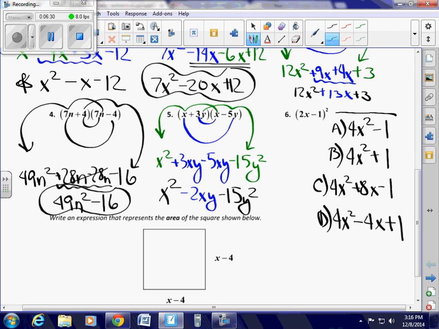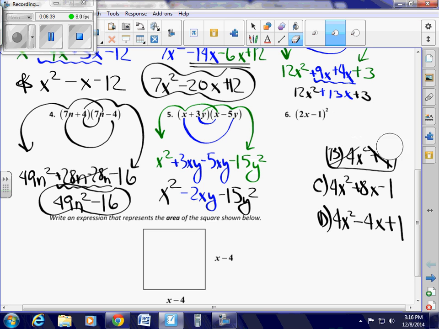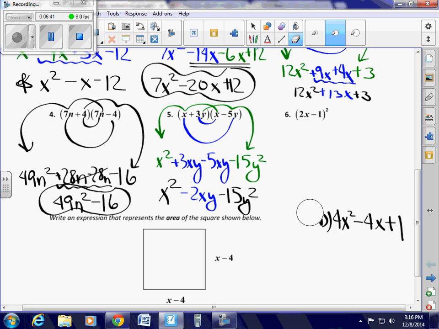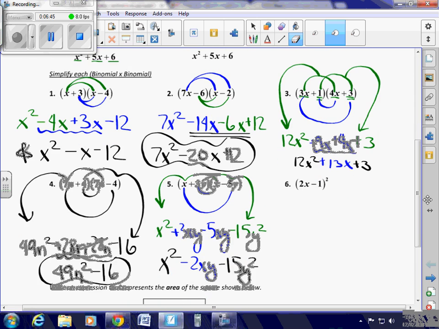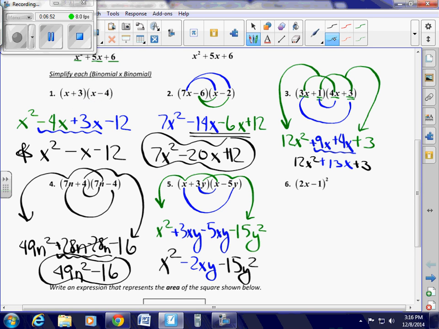Well, if you're thinking either of these two, A or B, the answer's out. Here's the reason why. Look at the patterns that we've had all the way up through number 5 here. In number 1, when I took a binomial times another binomial, 2 terms times 2 terms, I got 4 terms.